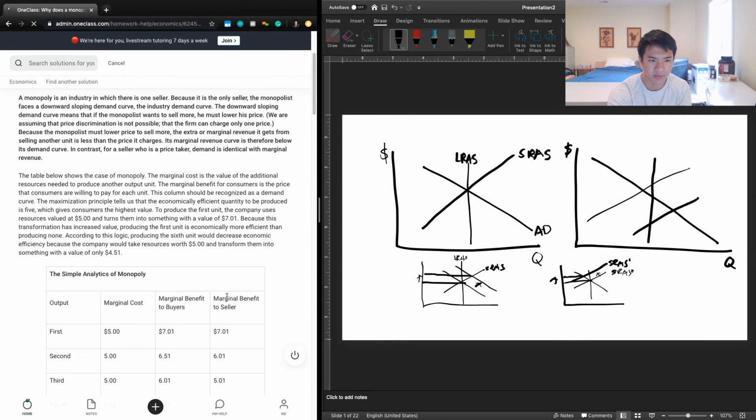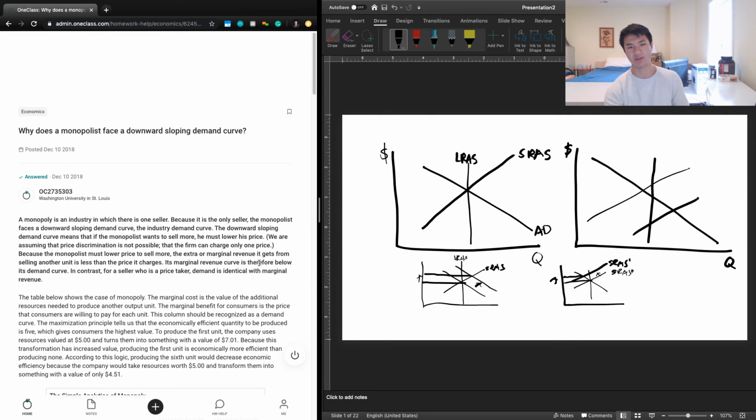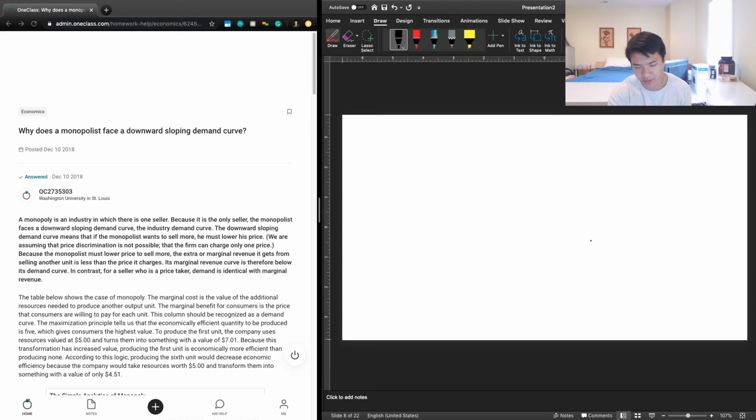So the next question we have is this question of why does a monopolist face a downward sloping demand curve? It looks like the other tutor put a lot of thought into this answer choice, but we can draw out what the monopolist curve actually looks like, if that makes it a little bit easier to understand.